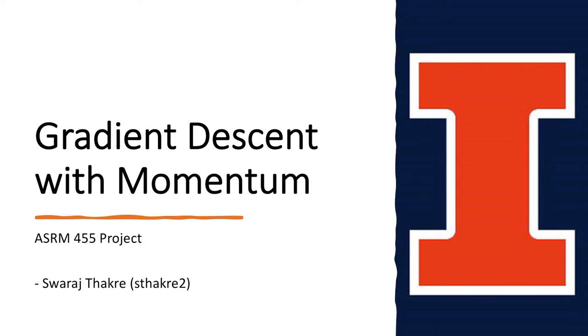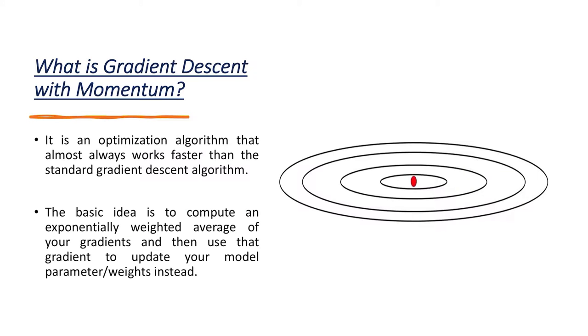Hello everyone, my name is Swaraj and today I'm going to talk about this interesting topic called gradient descent with momentum. So what is gradient descent with momentum? It is an optimization algorithm that almost always works faster than the standard gradient descent algorithm.